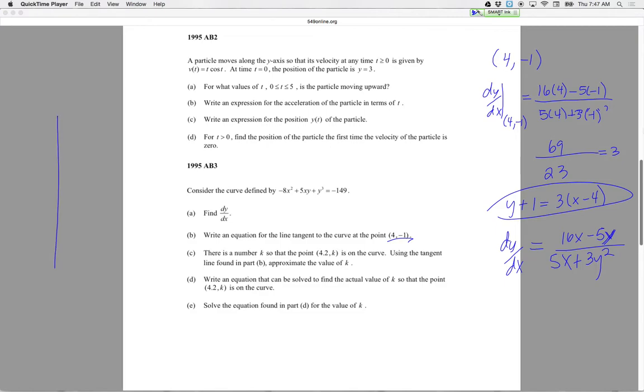Let's say you had the point 4, -1, okay? 1, 2, 3, 4. And all, because you're going to take a class in college if you go into engineering.